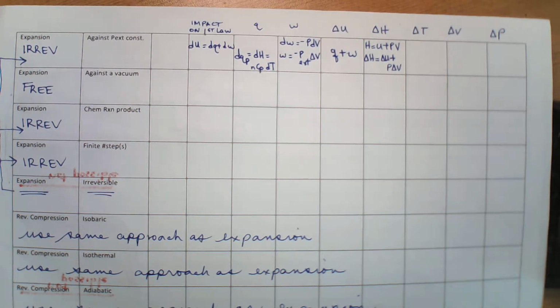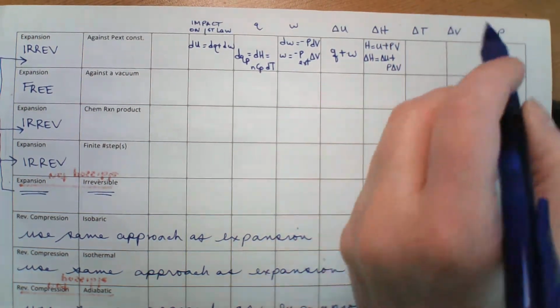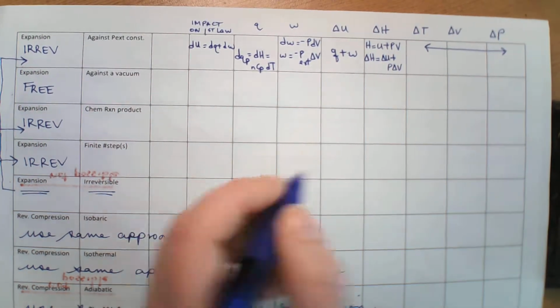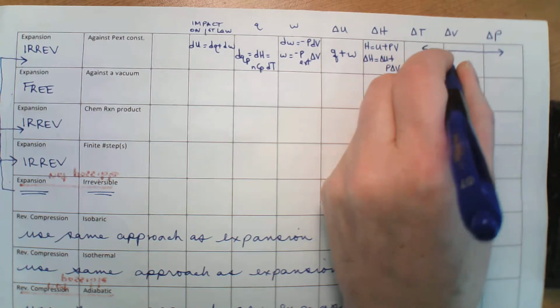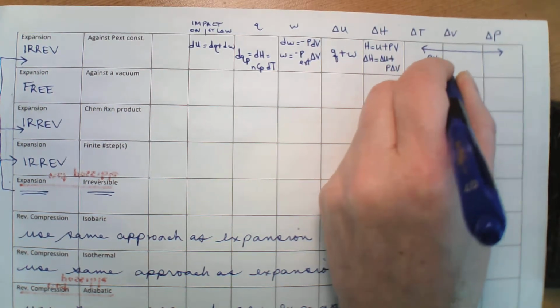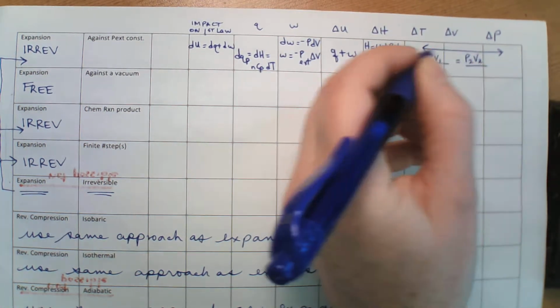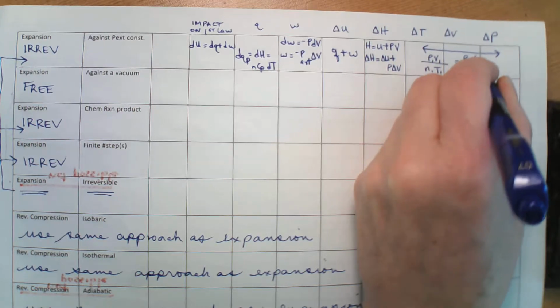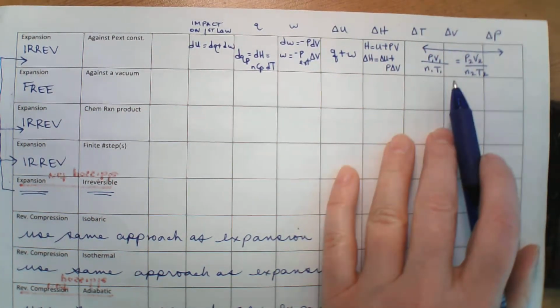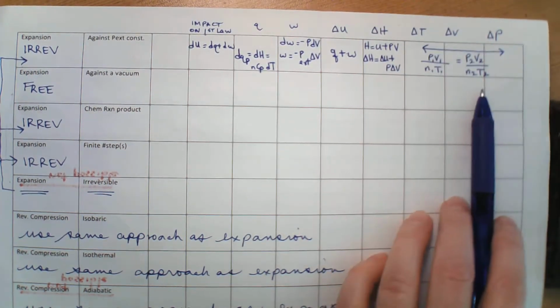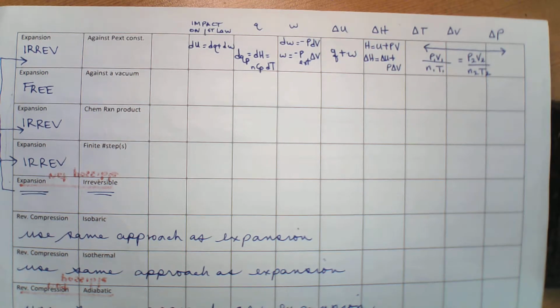Use your ideal gas equation of state on each state, and so you have P1 V1 over n1 T1 is equal to the gas constant R is equal to P2 V2 over n2 T2. Use that equation for one state or between both of them to determine any one of these unknowns and therefore the sign of the change. Okay?